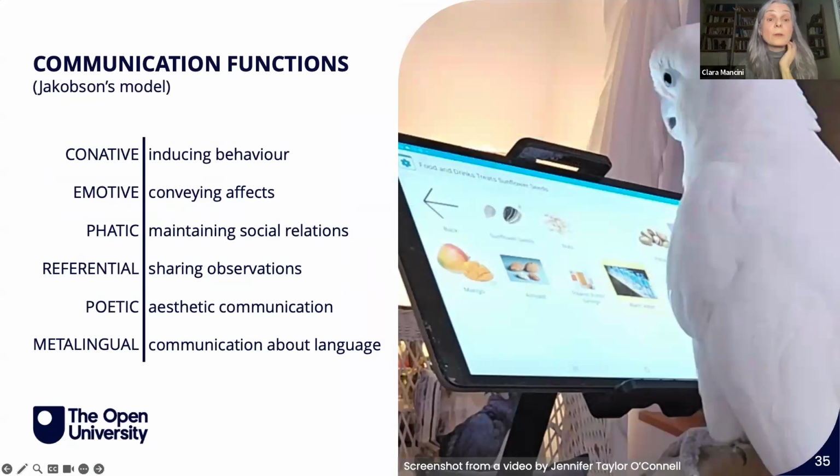We recently examined the interaction of one of the parrots, Ellie, with a speech board through the lens of Jakobson's communication model, which identifies 6 possible functions of communicative utterances, respectively inducing desired behavior in others, conveying affects, maintaining social relations, sharing observations about the environment, producing aesthetic expressions, and commenting about language itself.